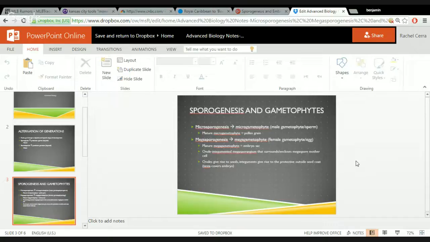Now the bottom 3, the 2 outside cells are called the synergid cells. The 1 cell in the middle is the egg cell. This whole structure is considered the mature gametophyte.